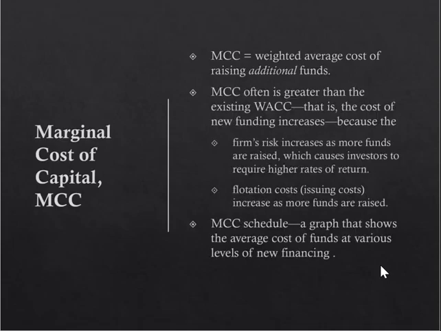The marginal cost of capital is the weighted average cost of raising additional funds, and it is also generally greater than the existing weighted average cost of capital because the firm's risk increases as more funds are raised. You have dilution of the common stock, plus if you're looking at debt, you have additional debt on the books, and you may have additional debt above you in the capital stack, even if you're a current debt holder. And each time you issue additional securities, you've got these flotation costs, or issuing costs, that need to be paid to investment bankers, attorneys, the SEC, etc.